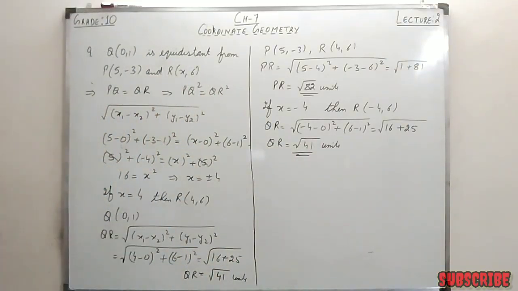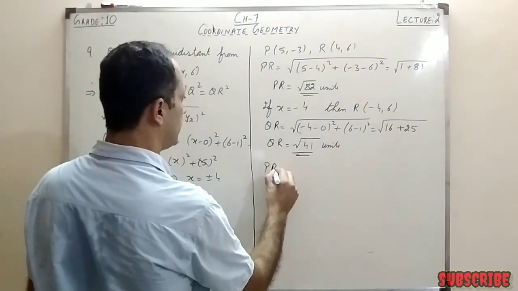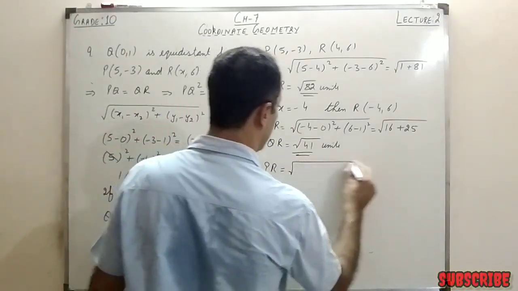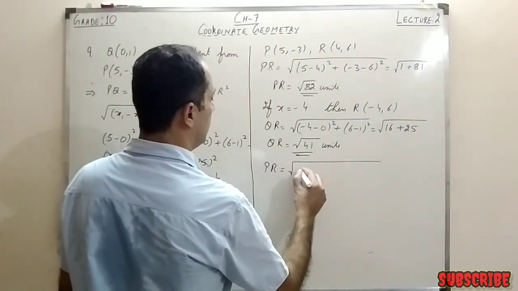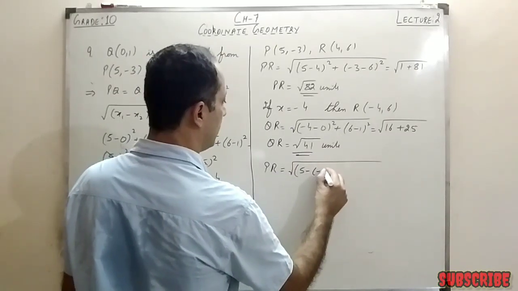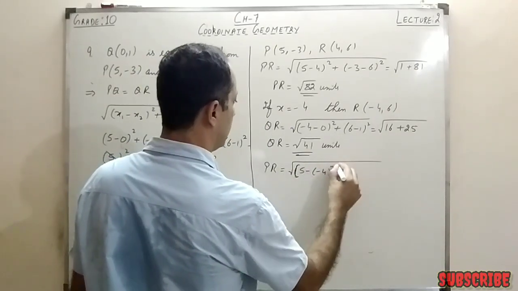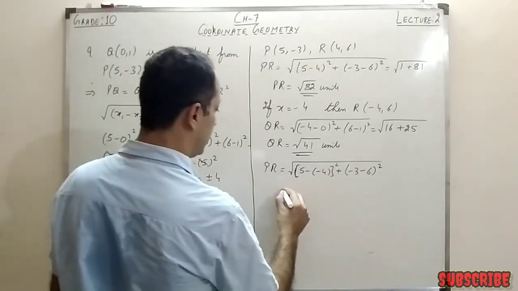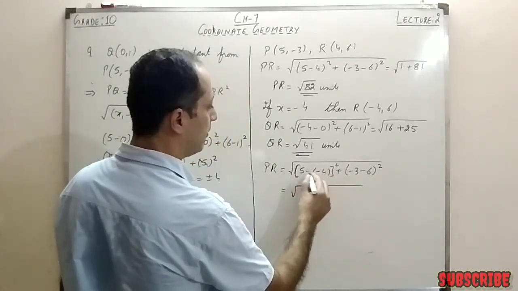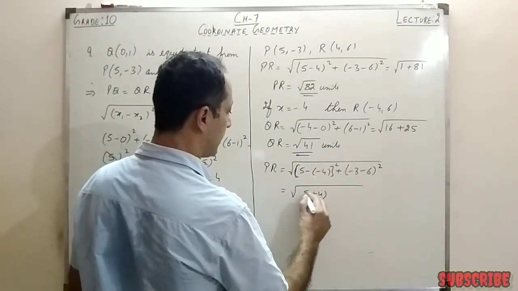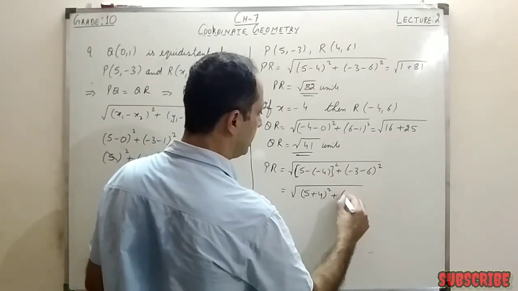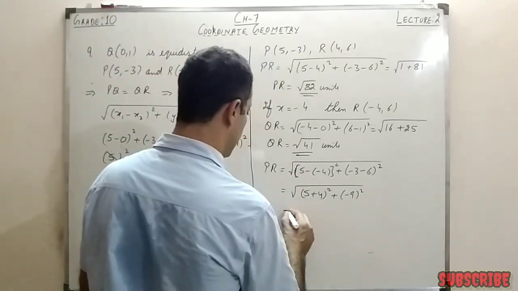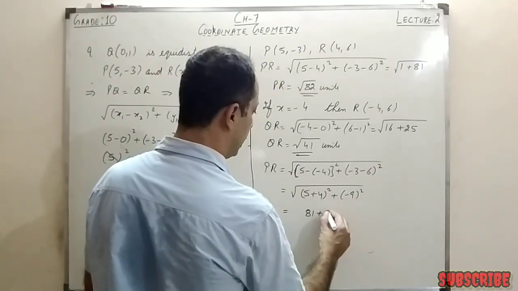And finally we find PR for this. So P obviously has coordinates (5, minus 3) and R is (minus 4, 6). So we write it as (5 minus minus 4) whole square plus (minus 3 minus 6) whole square, right? So this will be obviously 5 plus 4, and this is minus 9 whole square. 5 plus 4 is 9, 9 whole square is 81. So this is 81 and this also 81.